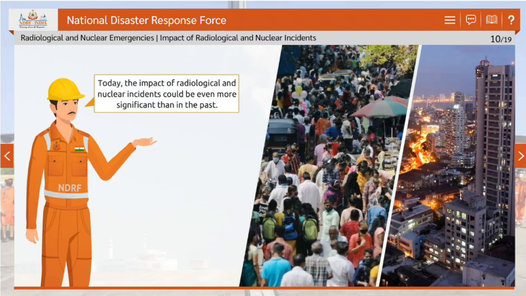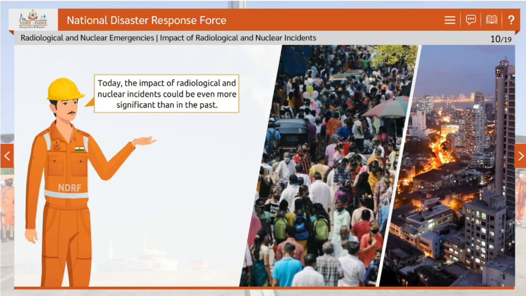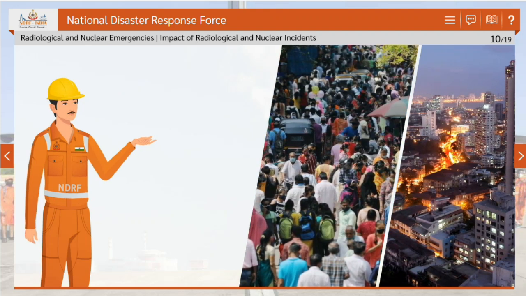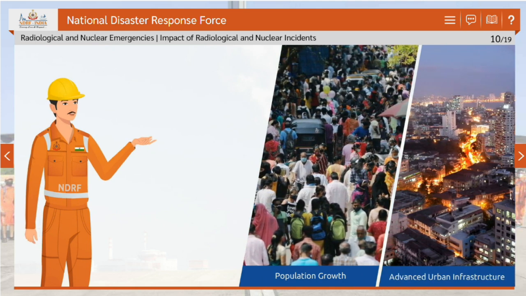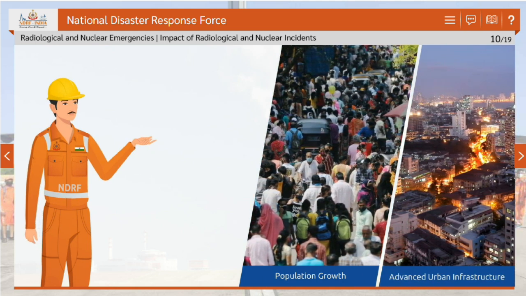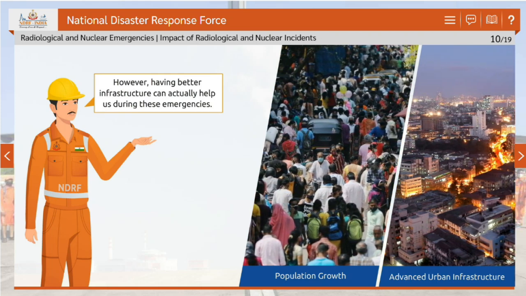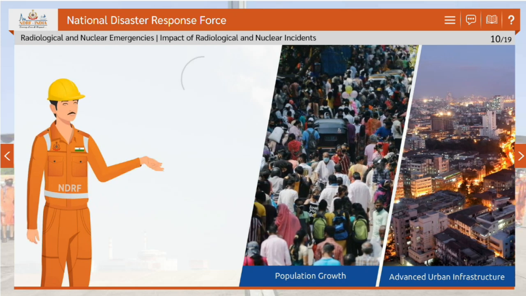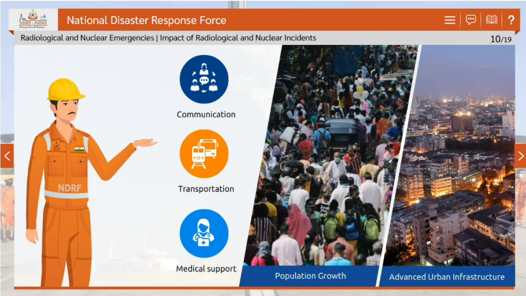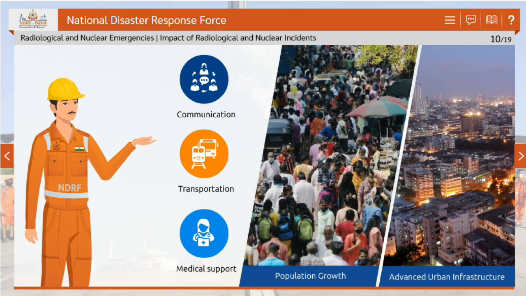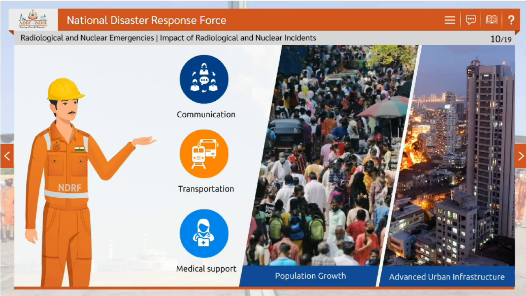Today, the impact of radiological and nuclear incidents could be even more significant than in the past. That's because our population has grown, and we have more advanced urban infrastructure due to economic progress. However, having better infrastructure can actually help us during these emergencies. It improves communication, transportation, and medical support, making us better prepared. Next, let us learn about preparedness for nuclear and radiological emergencies.